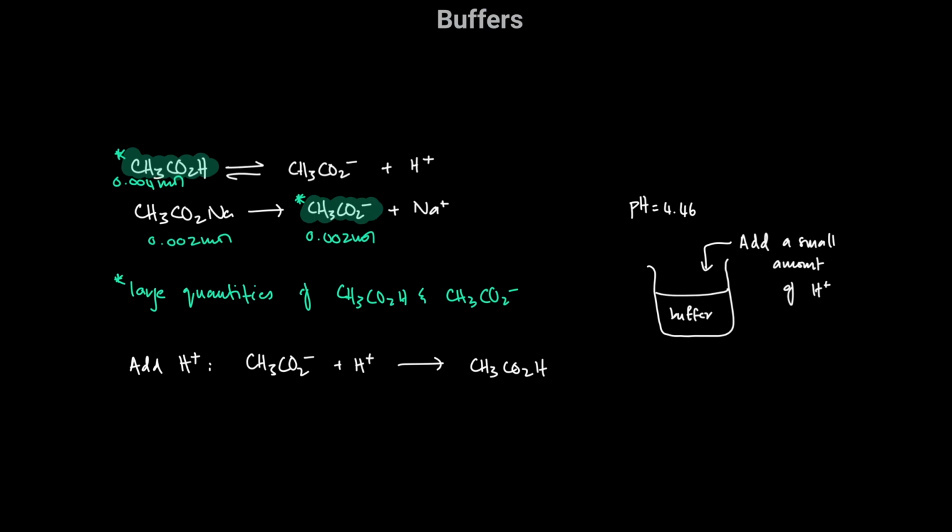A small amount of acid being added barely affects the amount of conjugate base, which means that the increase in the concentration of ethanoic acid is also very, very small. So we have a very small decrease in the concentration of the conjugate base, and a very small increase in the concentration of the acid.